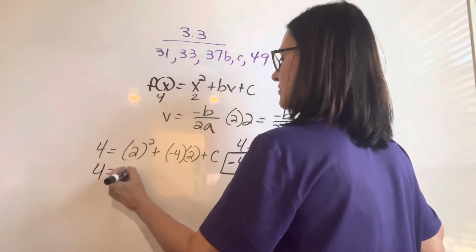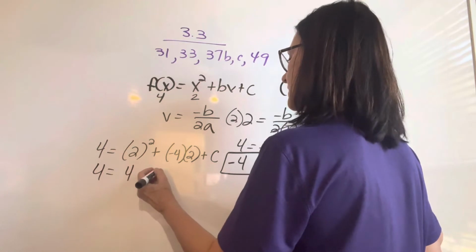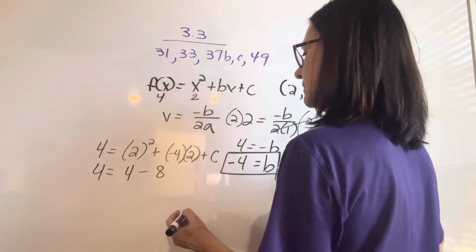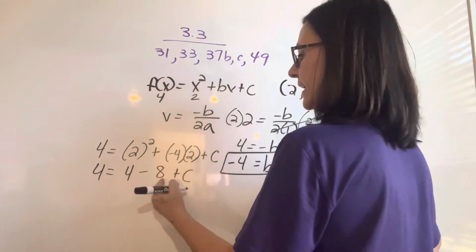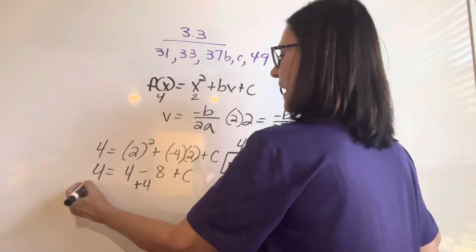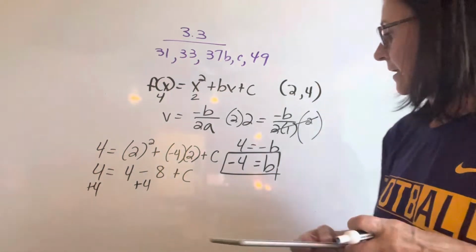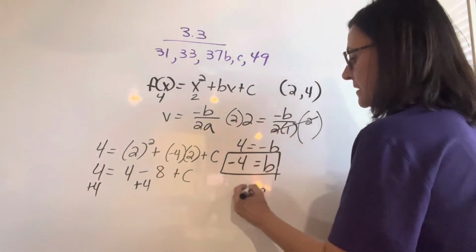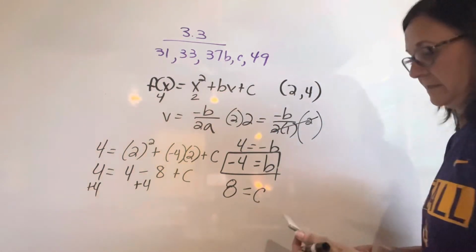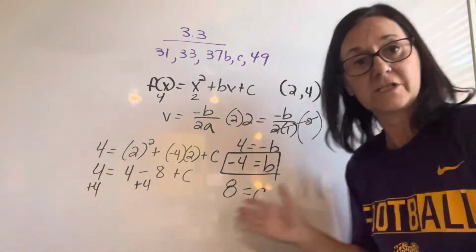All right, so we'll solve this. 4 equals 4 minus 8. Is that right? Plus c, that's -4. So I'm going to add 4 on both sides, so c has to be 8. So b is -4, c is 8. All right, so we went backwards in the formula.